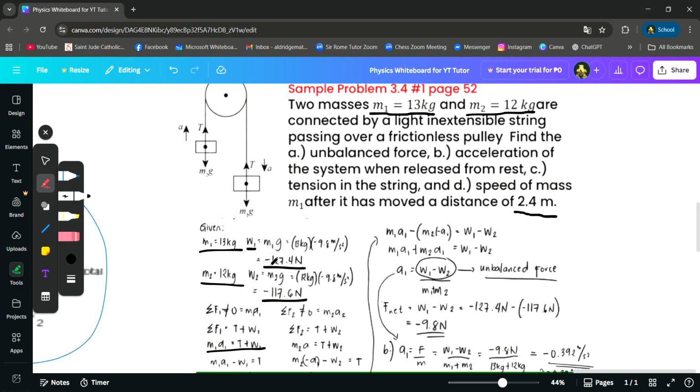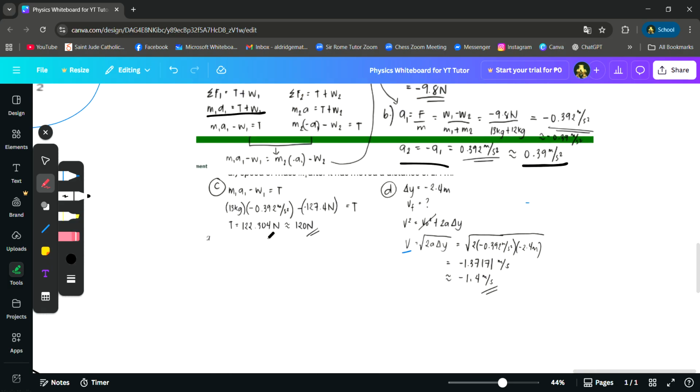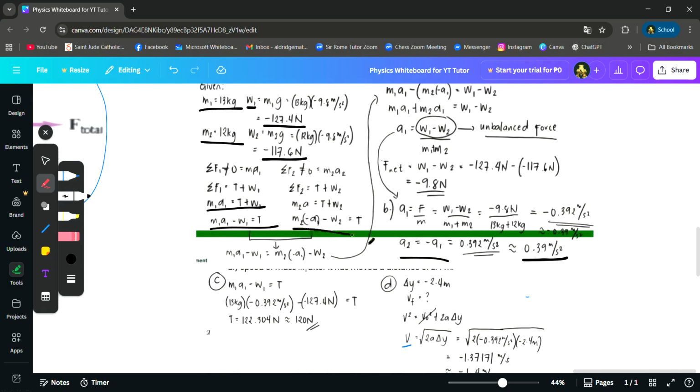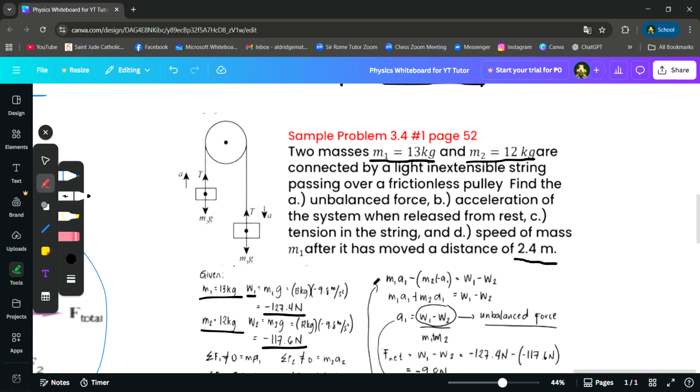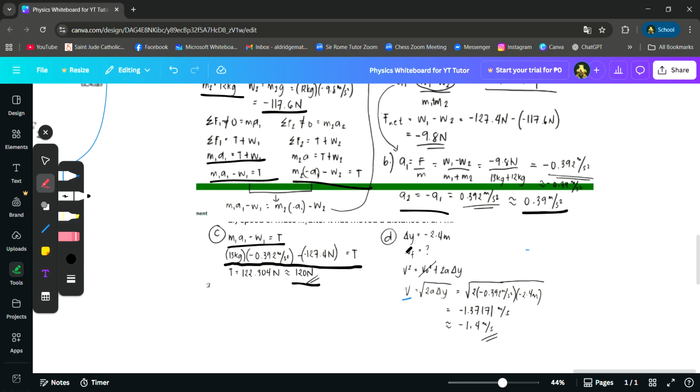So for C, we're looking for the tension. We can use one of these two equations, let's use one: 13 kilograms times negative 0.392 meters per second squared, minus negative 127.4 newtons, and that's the tension, which approximately equals 120 newtons. So for D, the speed after 2.4 meters, we're looking for the final velocity, so we use this equation.